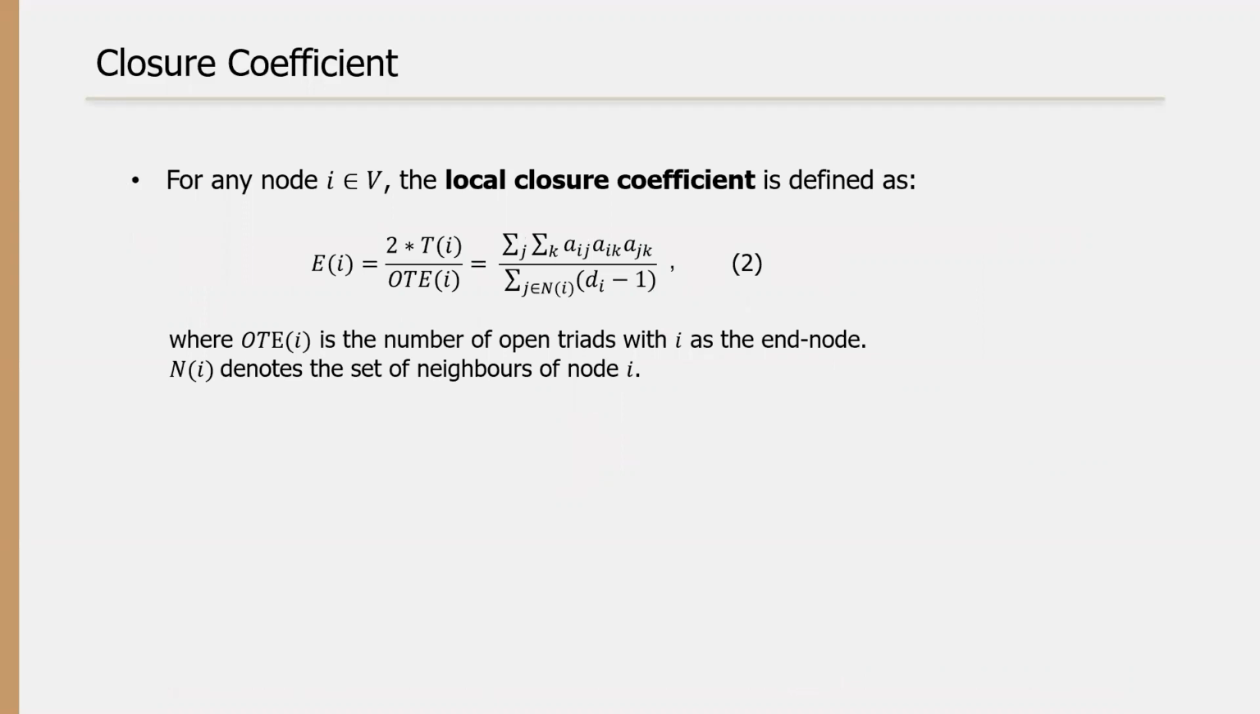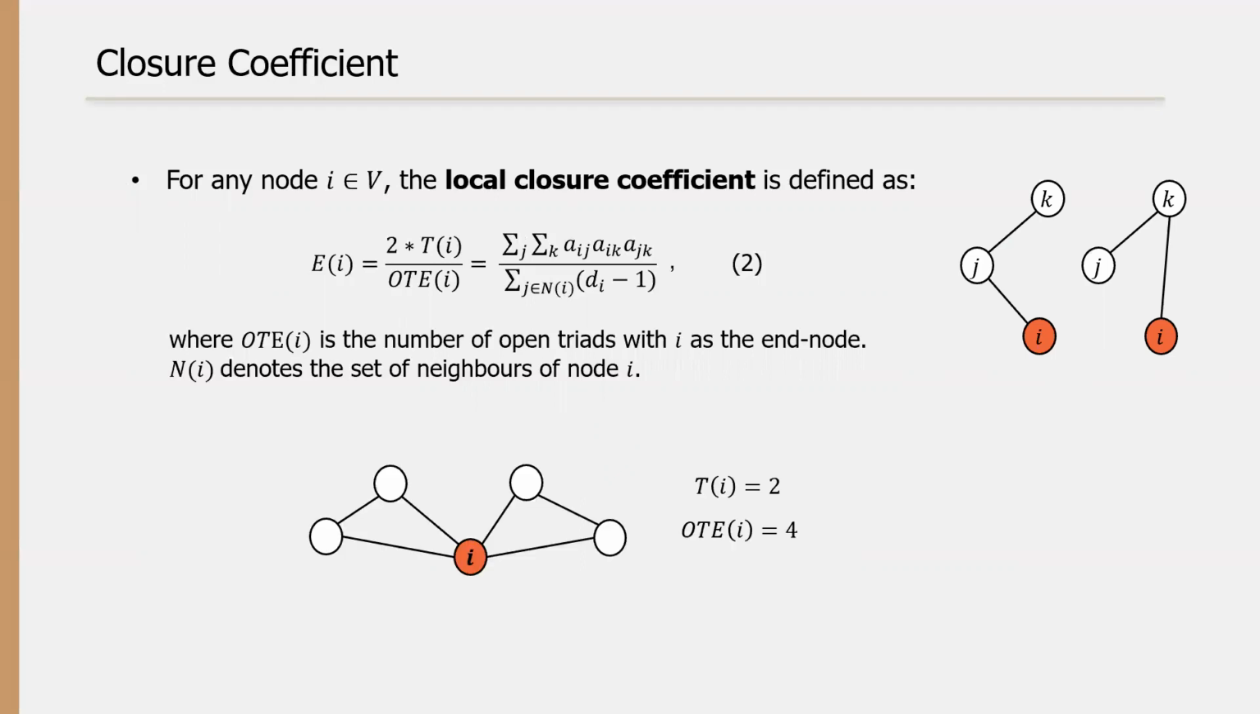So here the numerator is twice the number of triangles with node I, and the denominator is the number of open triads with I as the end node. The number of triangles is multiplied by 2 because a triangle can be constructed from 2 open triads with I as the end node. For example, in the same example, still we have 2 triangles, but this time 4 open triads with I as end node. Therefore, it is calculated by 2 multiplied by 2, then divided by 4.